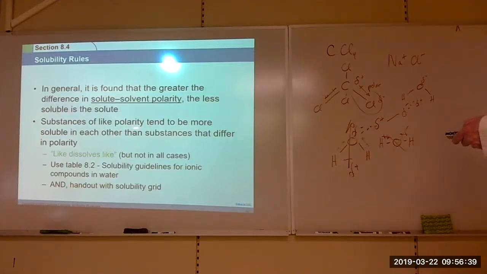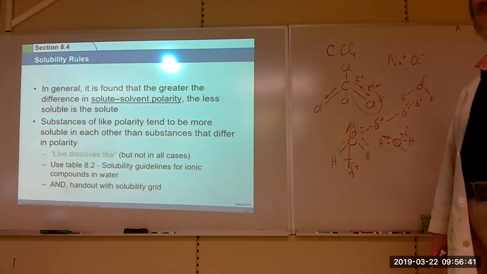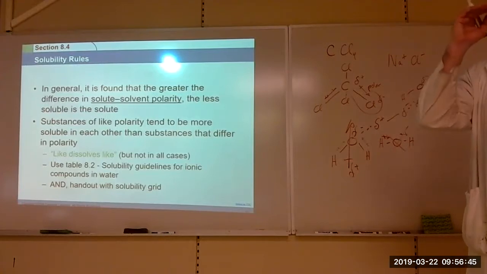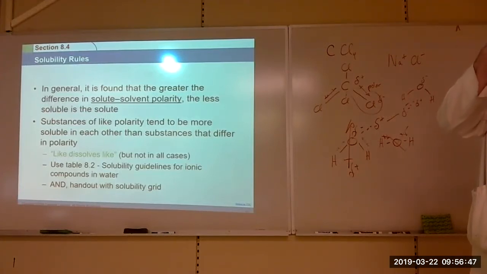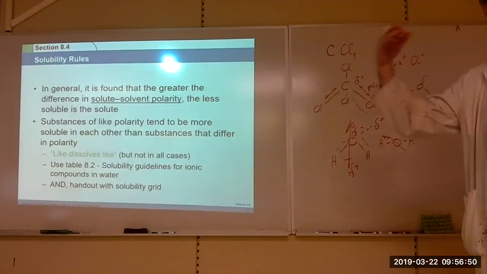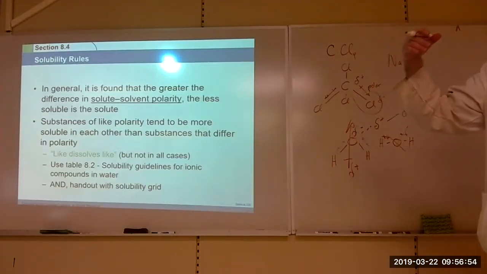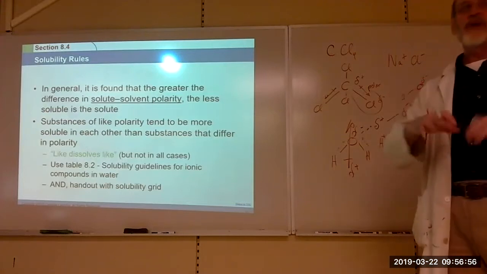The substances, solutes and solvents, when their polarities are very similar, are very highly soluble in one another. When their polarities are very different, like nonpolar versus very polar, then you won't get them to dissolve. Perfect example.